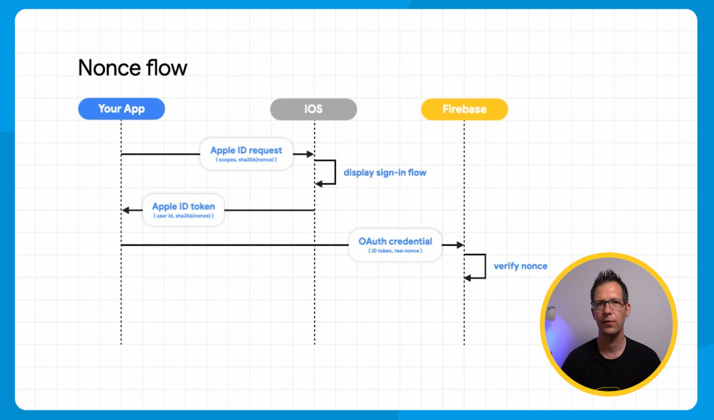This works because we use the nonce just once and create a new nonce for every new sign-in process we start. So even if an attacker was able to capture the original request, it would be impossible for them to unhash the nonce, as we're using SHA-256, which is a one-way function that is easy to compute but hard to invert. Finally, Firebase will return an auth result which contains the signed-in Firebase user.